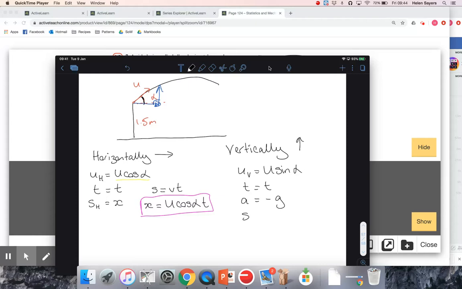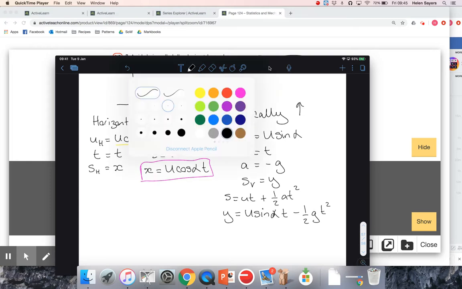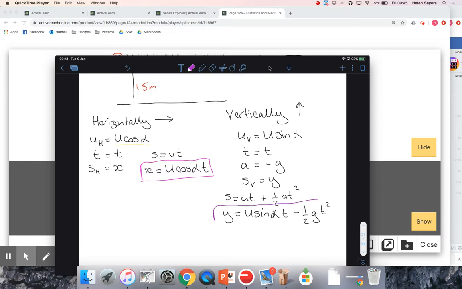I want an expression for the displacement. So I am going to use s equals ut plus a half at squared. So s in the vertical direction, I'm calling y. The initial velocity in the vertical direction is u sine alpha. t is just t. Plus a half a. So a is minus g, so that will become minus a half g t squared. There's my expression for the vertical displacement.